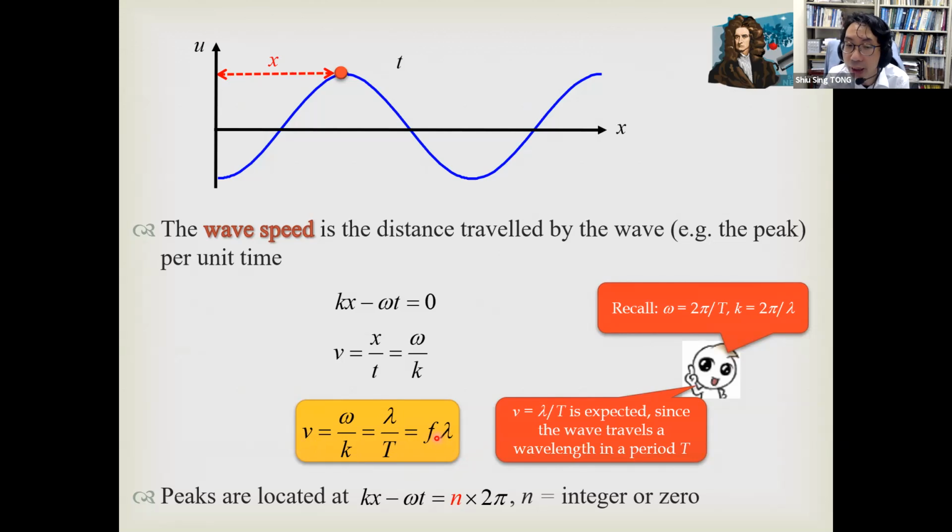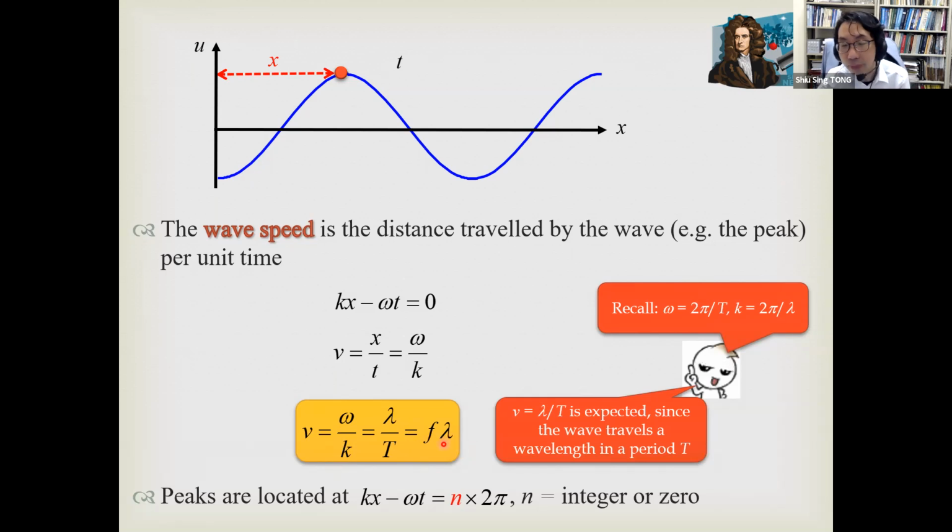The only difference is that we now know how to express the wave speed in terms of the constants omega and k. Omega is the angular frequency, k is the wave number. But that is not different from the high school formula.